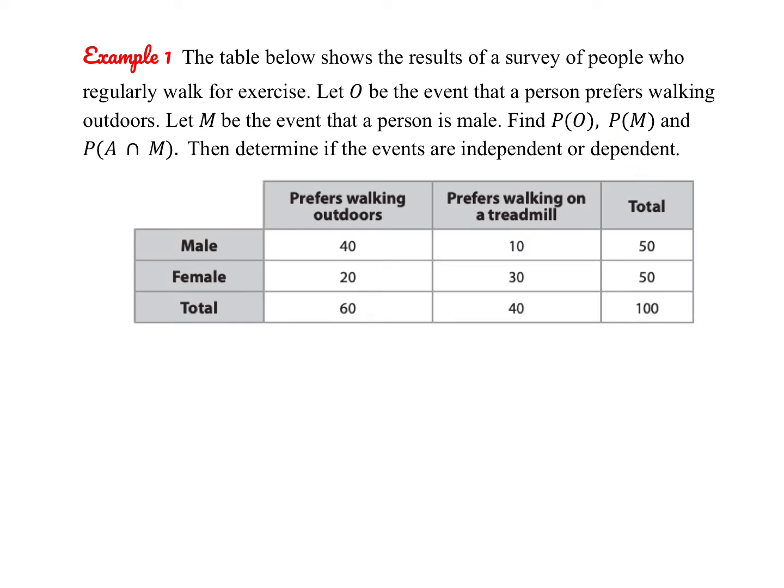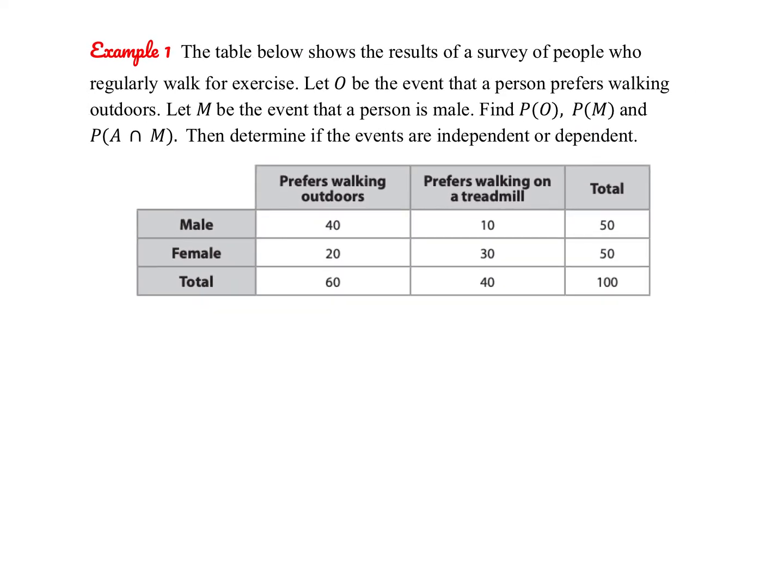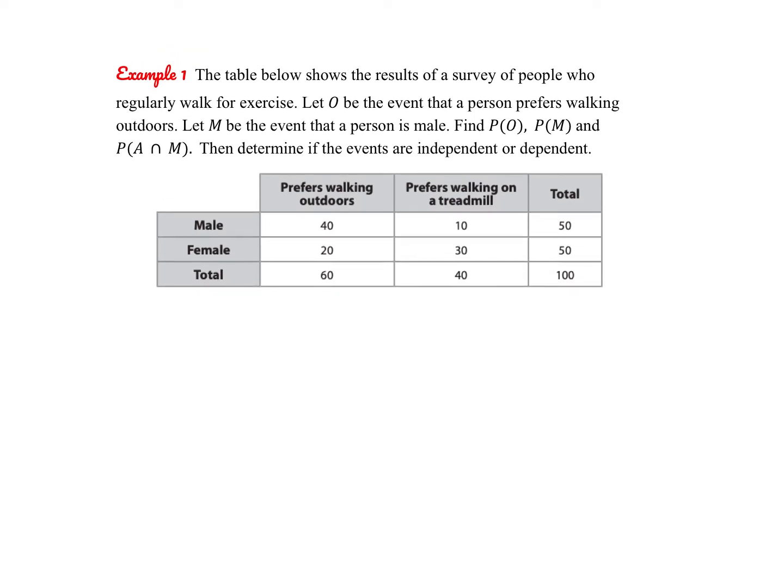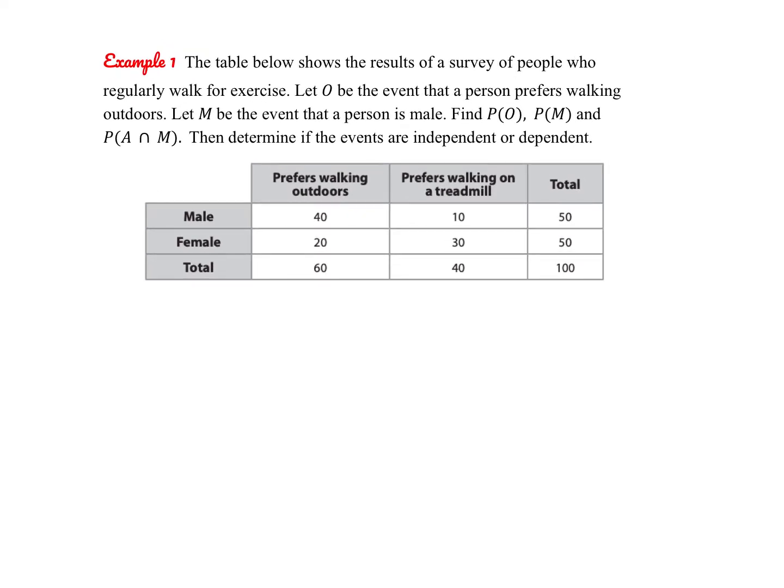So let's try this one more time. We're going to look at this table of data, and we're going to try to determine if the events are independent or dependent. And I'll do it in a number of different ways, just like we did in the warm-up. So first we have event O, which is that a person prefers walking outdoors, and event M is the event that a person is male.